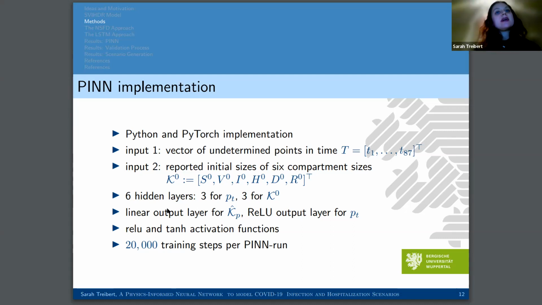And we used 6 hidden layers, where 3 were used for the trainable parameters and 3 for the initial compartment sizes. And we had 1 linear output layer for the compartment sizes and a rectified linear unit one for the parameters. And we used ReLU and tanh activation functions and had 20,000 training steps per PINN.